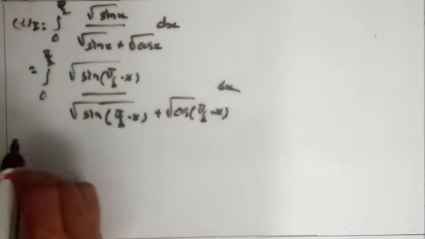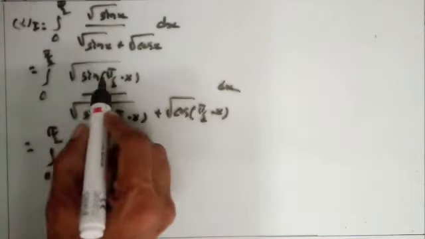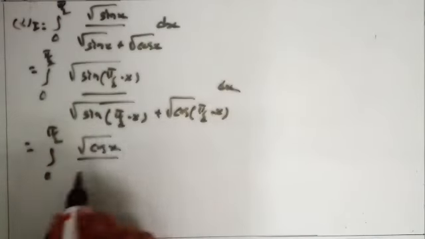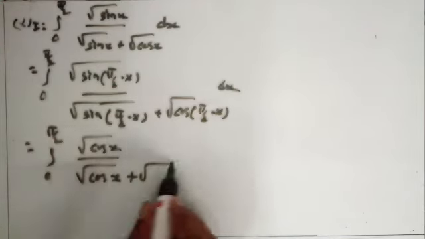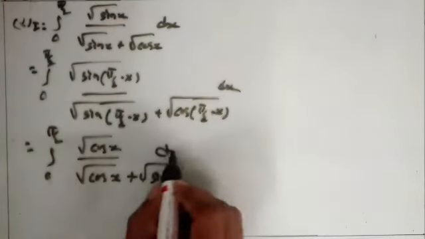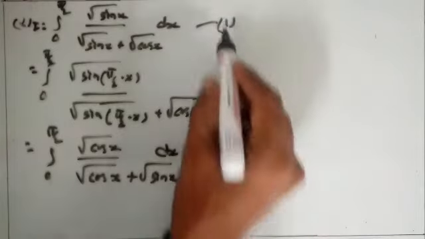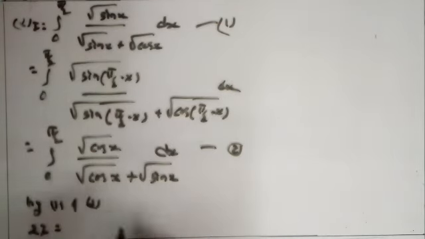Clear? So it is equal to 0 to pi by 2. Here sin pi by 2 minus x becomes cos x upon root of cos x, plus root of, this cos becomes sin x, dx. Say this is result 1 and 2. Now take the addition of 1 and 2. 2I becomes I plus I becomes 2I.